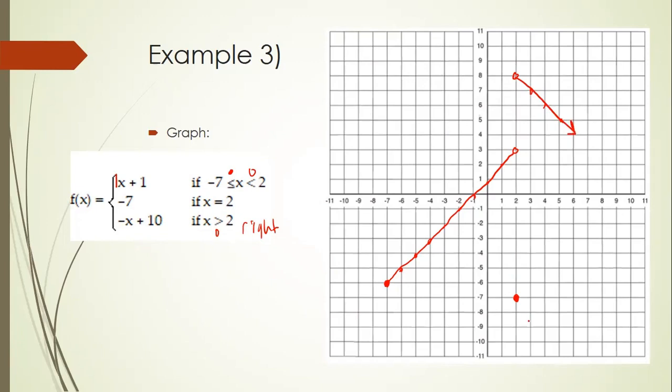Okay. This function is continuous because every x value is defined. And our domain, where did we start? Where did we start on our x's? We started at -7, but do we ever stop? No. So we go on to positive infinity. Okay.